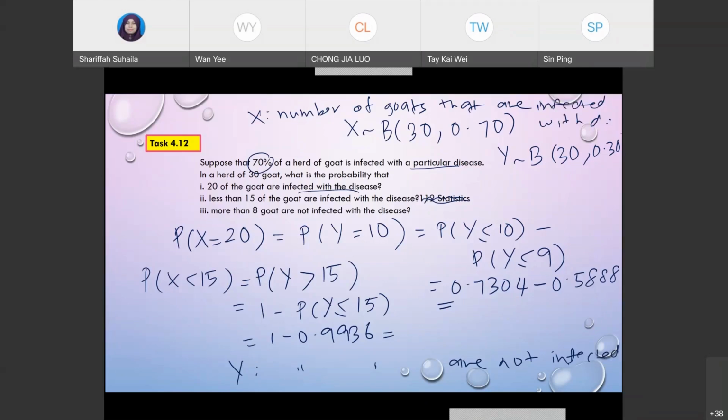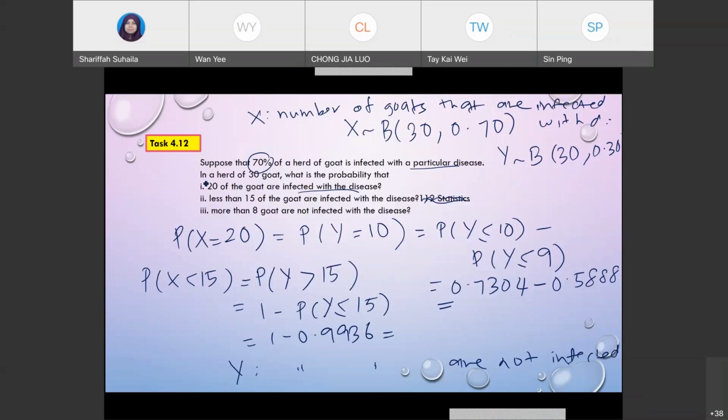So when you use X, our pi is 0.7. But 0.7 is not in your stats table. So you have to modify or change how you set up the question. So we change to Y. Y is still the same, only the pi changes, 1 minus 0.7, which is 0.3. So 0.3 is the probability that they are not infected.